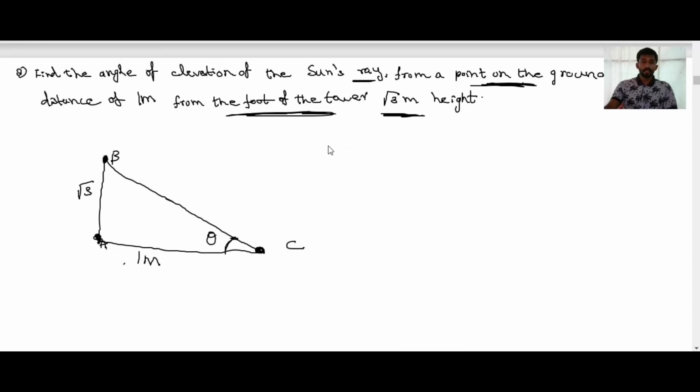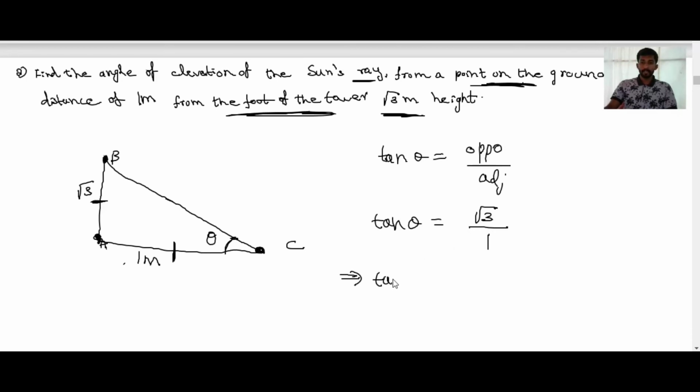Now see, here you can observe opposite length is there as well as adjacent length is there, right? Okay, that's why I am using tan theta. Tan theta is equal to opposite side divided by the adjacent side. Tan theta, theta is not given, right? You need to calculate. Tan theta is equal to, what is opposite length? Root 3 divided by adjacent length 1. Okay, this implies tan theta is equal to root 3.